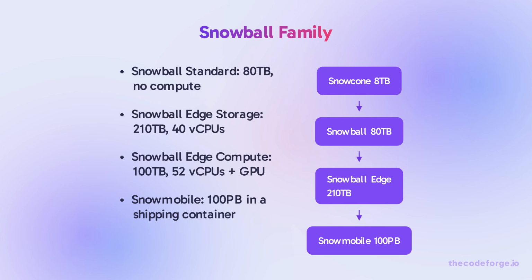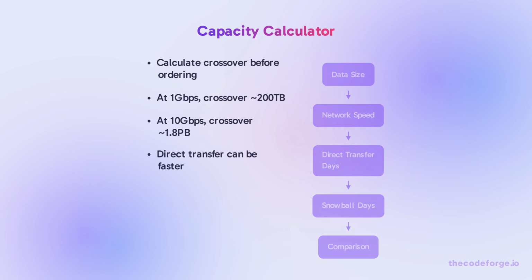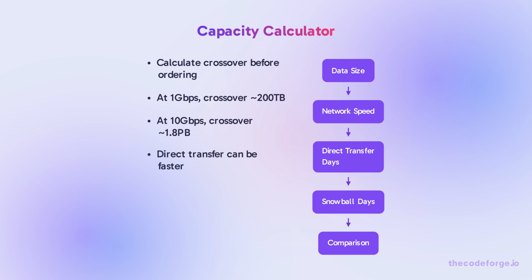The Snow family includes Snowcone for edge computing, Snowball Edge for bulk transfer with compute, and Snowmobile for exabyte-scale migrations. Pick the right device, or you'll waste time and money. Snowball is not always faster. Use the capacity calculator to compare direct transfer days versus Snowball days. At 1 Gbps, Snowball wins above 200 TB. At 10 Gbps, direct transfer is faster until 1.8 PB.